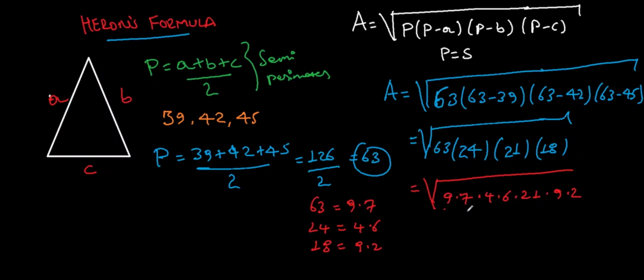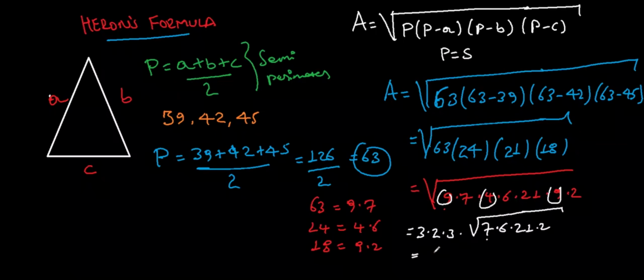Then you can take out the square terms, 9, 4, 9. Out of the square root, 9 gives 3, 4 gives 2, and the other 9 gives 3. So this times the square root of 7 times 6 times 21 times 2. Then 3 times 2 times 3 is 18.